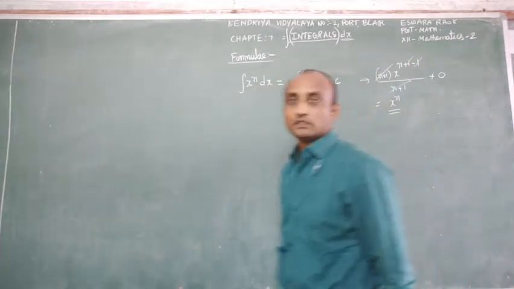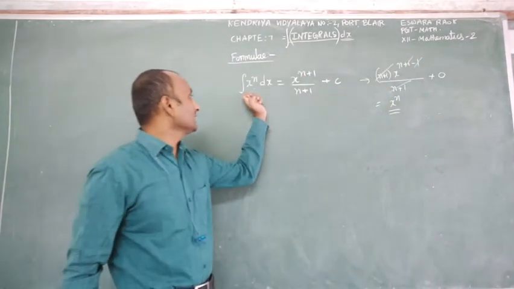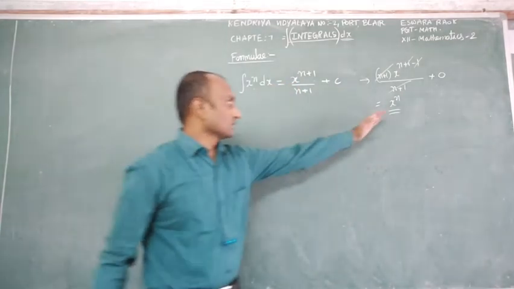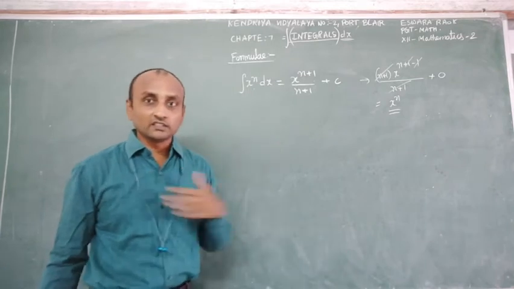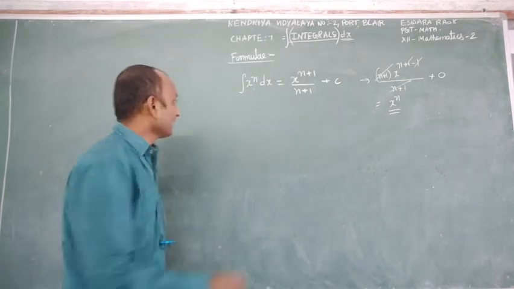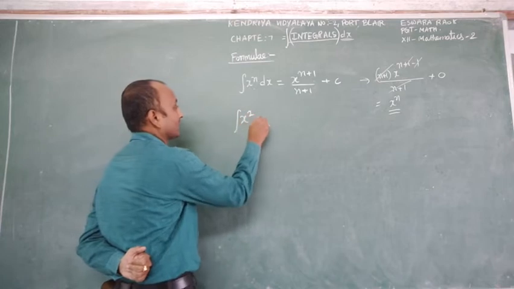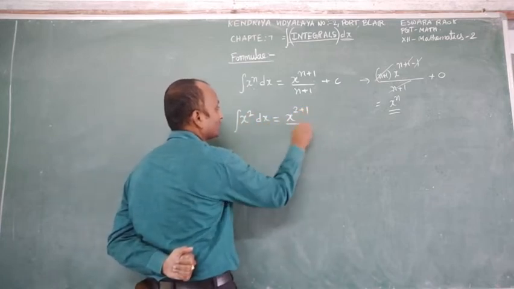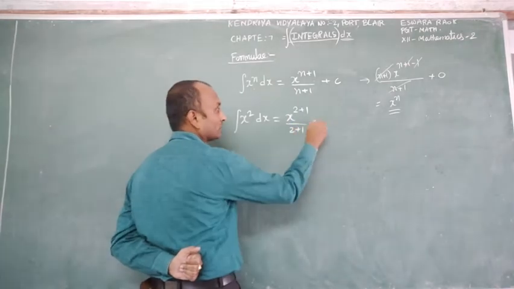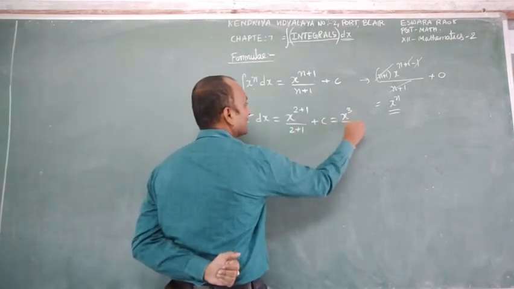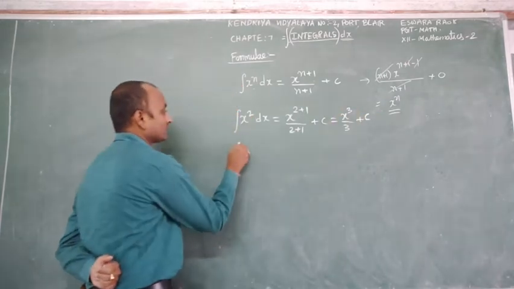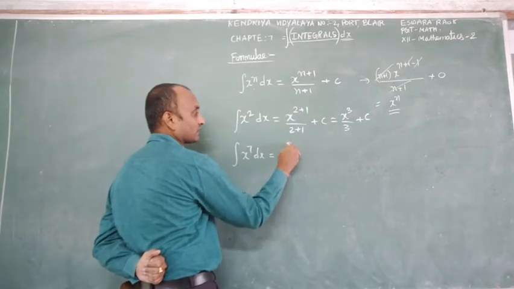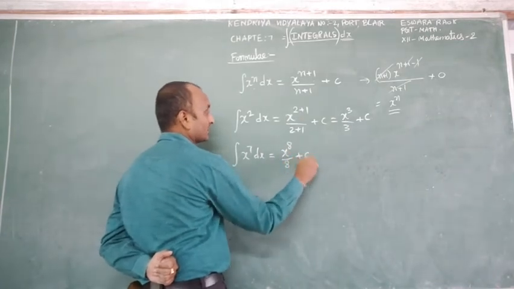So by the differentiation I can say that the integration of x power n is x power n plus 1 by n plus 1 plus c. Just like that I did it. But the thing is you should remember the formula, right? Now if I ask you what is integration of x square dx, it is x power 2 plus 1 by 2 plus 1 plus c, which is x cube by 3 plus c. If I ask you what is integration of x power 7 dx, it is x power 7 plus 1, x power 8 by 8 plus c. The same formula is applied.